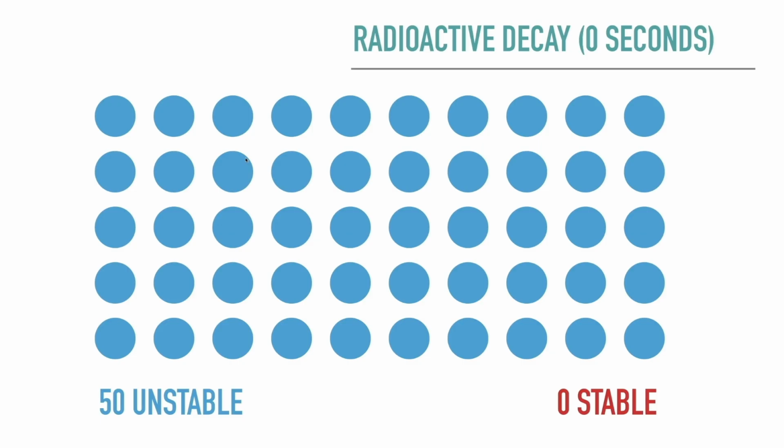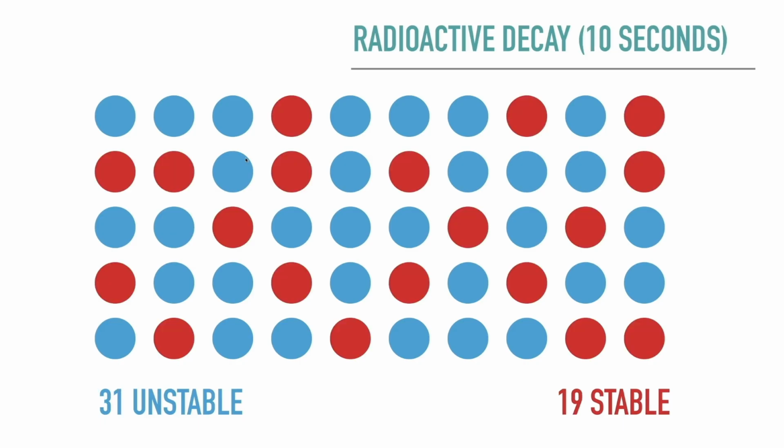We're at 5 seconds. So let's see what happens at 10 seconds. After 10 seconds, you can see that we have 31 unstable nuclei. That means that 19 of them have given off alpha, beta, or gamma radiation and become stable. After 20 seconds, we're at 18 unstable and 32 have become stable by giving off radiation.